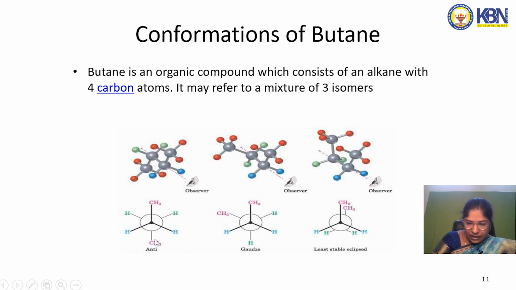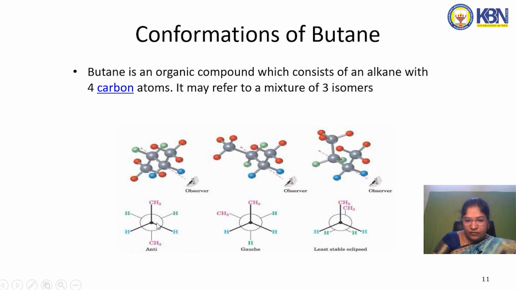Antiform is more stable than the eclipsed conformation. Gauche conformation is more stable than the eclipsed conformation and less stable than the antiform. Butane can exist as three conformers, that is the antiform, gauche form and eclipsed form.